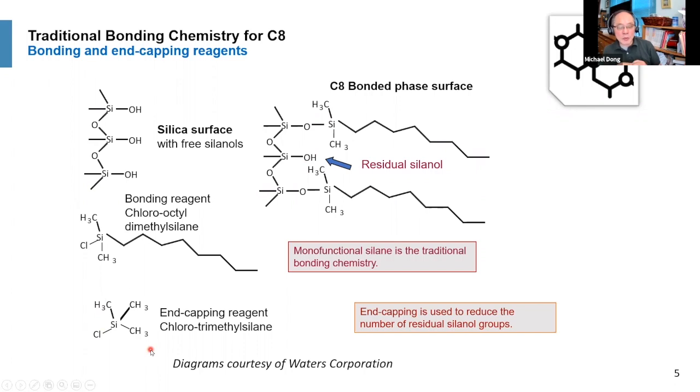So the next thing we would do is an end-capping reagent. We'll put a small silane, such as trimethylsilane, in there. These are smaller, so they are able to go inside and perhaps bond with a condensation reaction, just like the bonding chemistry with monochlorosilane, with HCl being boiled off. Once again, you cannot get 100% bonding. You leave a lot of residual silanol groups. So almost every column, most columns, are end-capped.